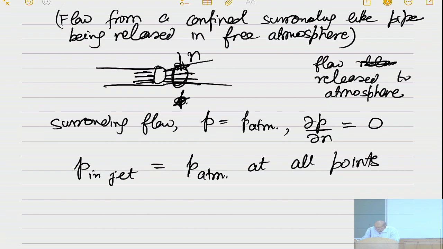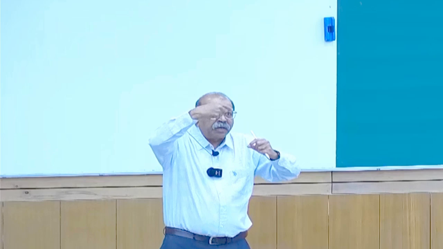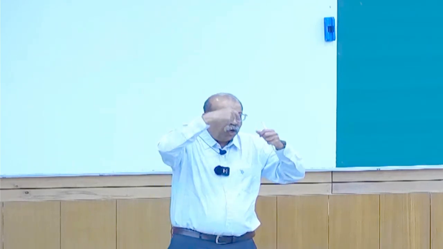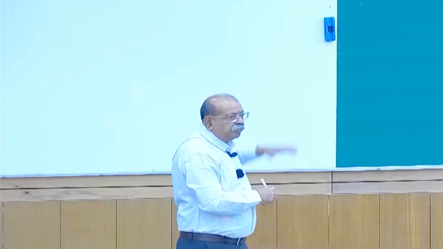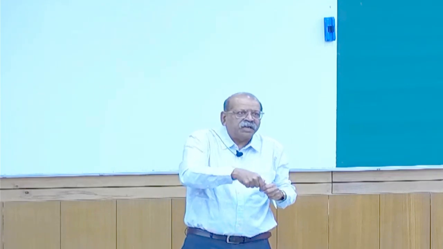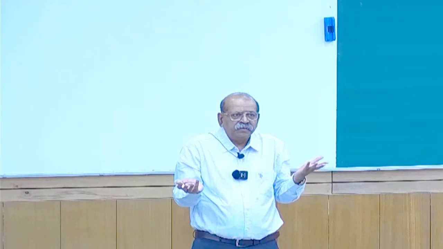at all points. So in a jet being released to the atmosphere, think of the jet on the surface, the pressure is P atmosphere. But not only on the surface, because partial P by partial N is equal to 0, even everywhere inside the jet, the net pressure will be P atmosphere only.